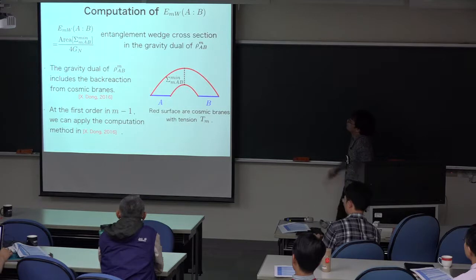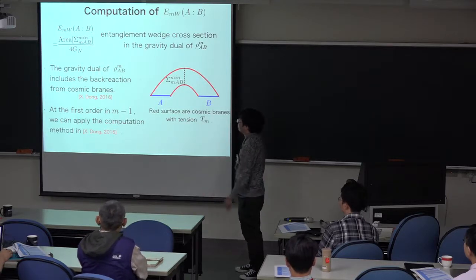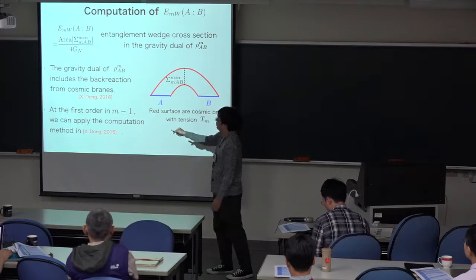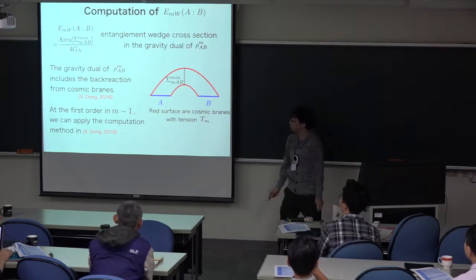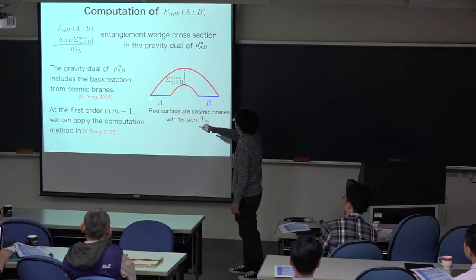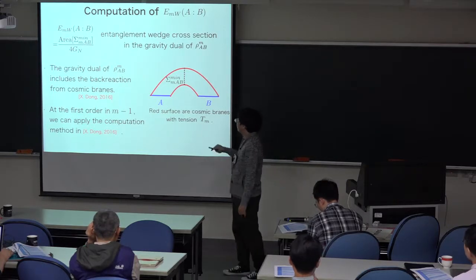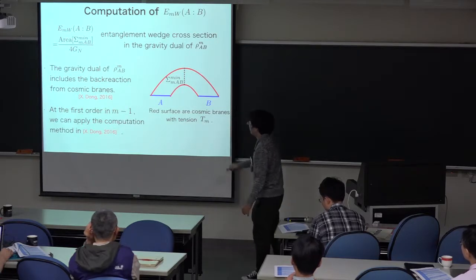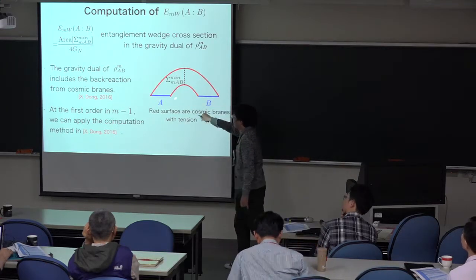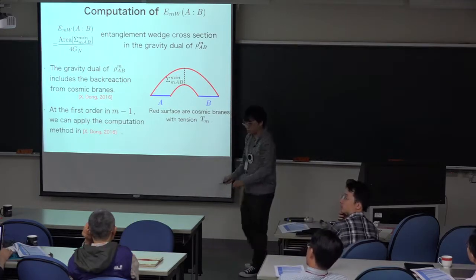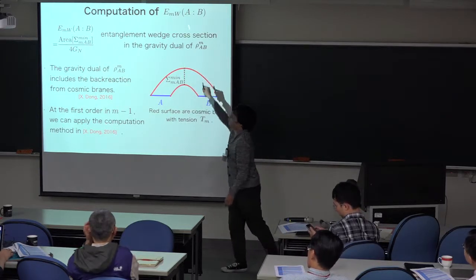Next, I will explain how to compute this entanglement wedge cross-section. In this paper, the gravity dual of the m-th power of rho_AB was studied. And the authors proposed that the gravity dual of the m-th power of rho_AB includes the back reaction from cosmic branes. In particular, we need to replace this red minimal surface by a cosmic brane with non-zero tension. And at the first order in m-1, the authors of this paper computed the first order correction to the area of this red surface. We can apply their computation method to compute the first order correction of this area. Then by this application, we can compute this entanglement wedge cross-section.